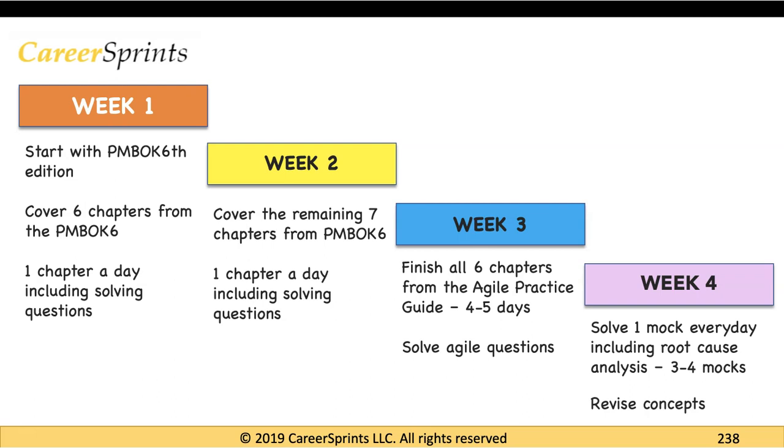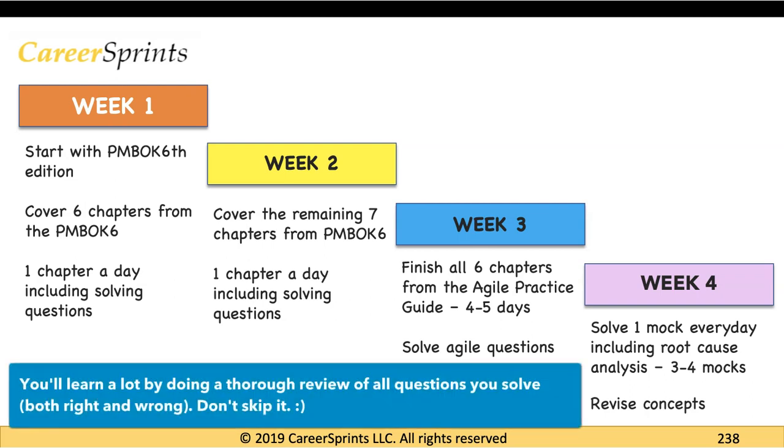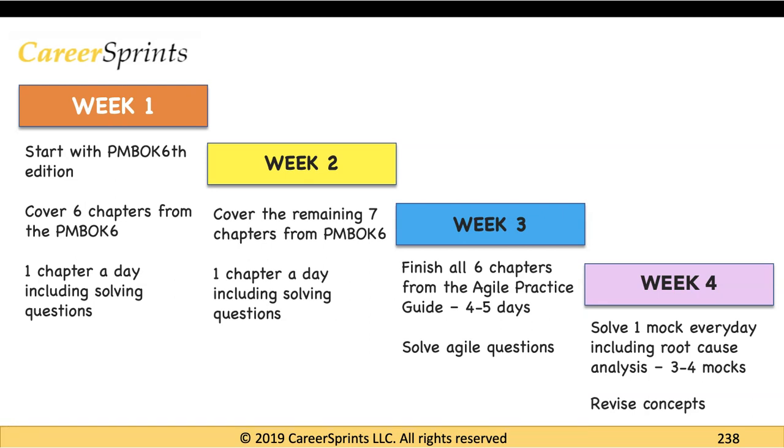And the other important thing is, whether you solve a 50 questions practice paper or 100 or 180 questions practice paper, you must do a thorough review of all the questions, both the ones that you get right and the ones that you get wrong. This is non-negotiable. And when you do the review, please ensure that you keep the PMBOK or the Agile Practice Guide open so that you are able to refer to those sections from the book from where the questions were given.